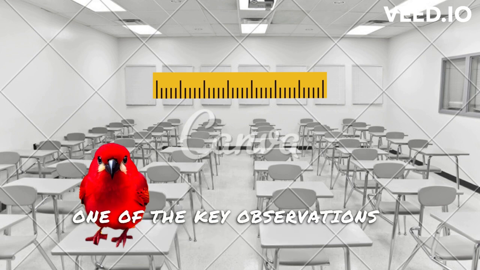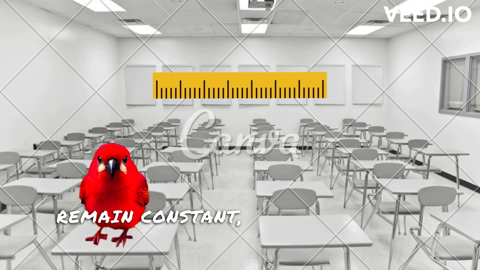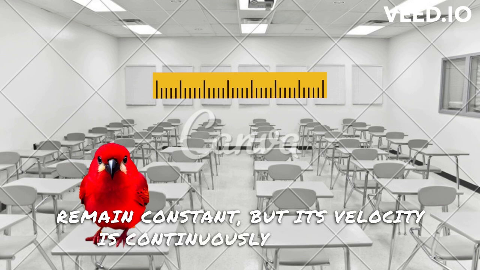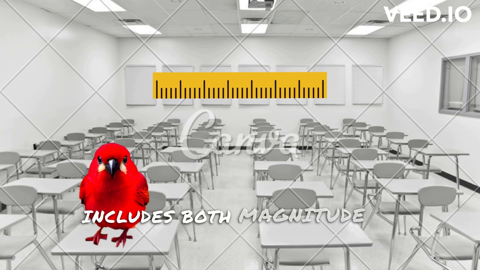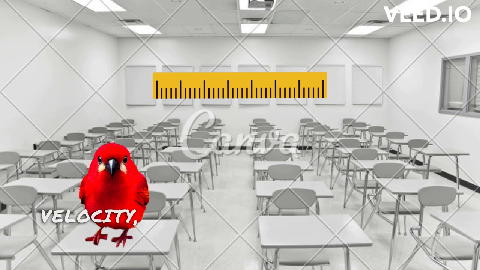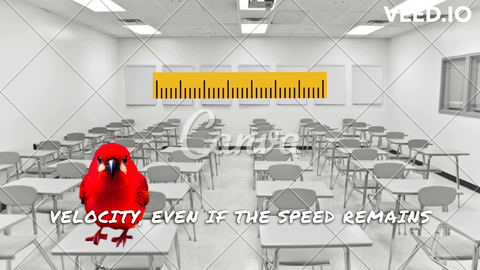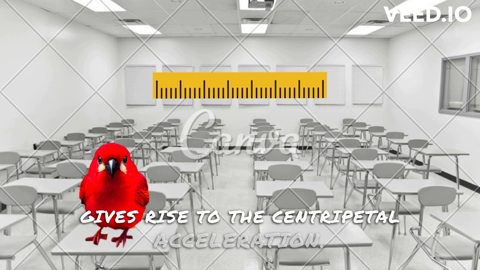One of the key observations in circular motion is that the speed of an object may remain constant, but its velocity is continuously changing. Since velocity is a vector quantity that includes both magnitude and direction, any change in direction results in a change in velocity, even if the speed remains constant. This change in velocity is what gives rise to the centripetal acceleration.